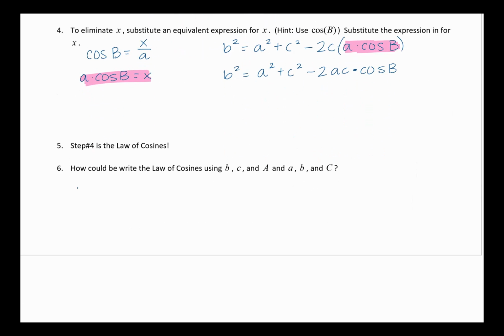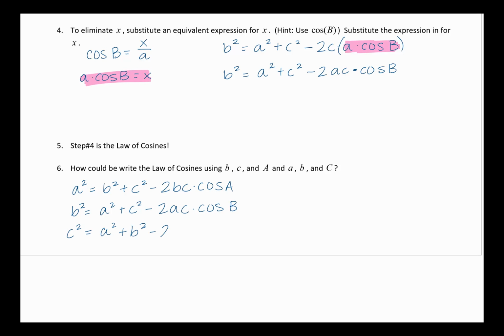So if I write this with a squared, I would have that equal to b squared plus c squared minus 2bc times the cosine, and notice whatever the letter is here matches what's on the other side, so that would be the cosine of A. I also have b squared equals a squared plus c squared minus 2ac cosine of B. And the last one, c squared equals a squared plus b squared minus 2ab cosine of C.